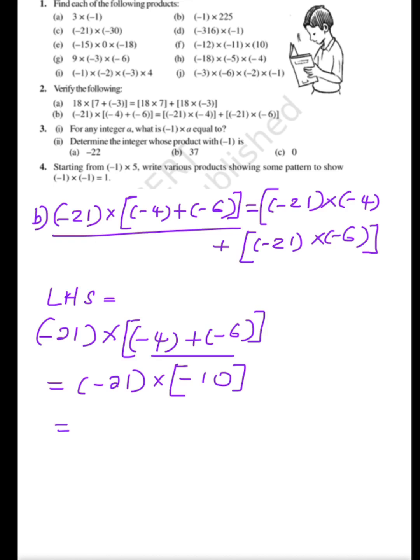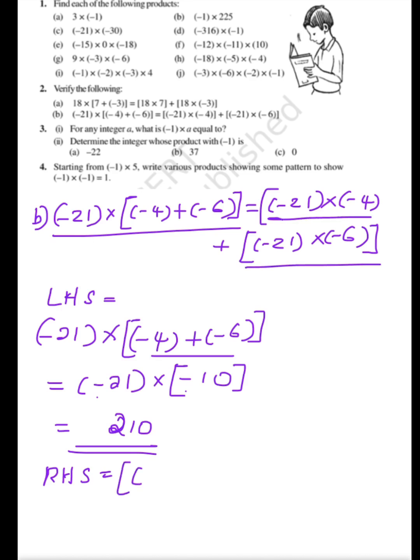Now what is minus 21 into minus 10? 21 into 10 is 210, and since minus into minus means plus only, so 210 will be the left hand side. Okay, now let's see the right hand side. What is in the right hand side? This is the right hand side. What is that? Minus 21 into minus 4, plus minus 21 into minus 6.